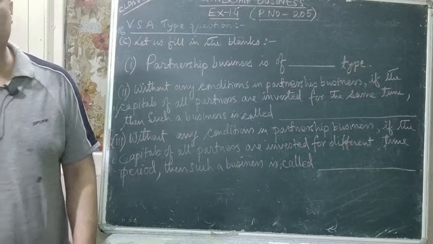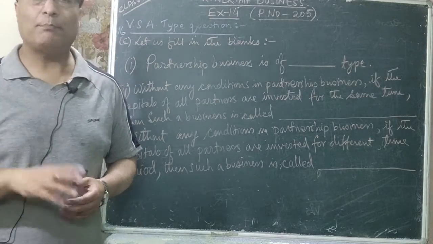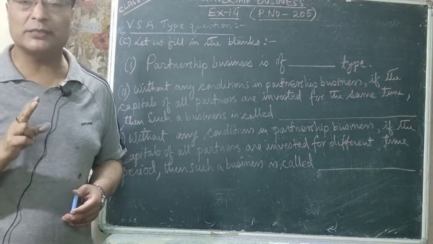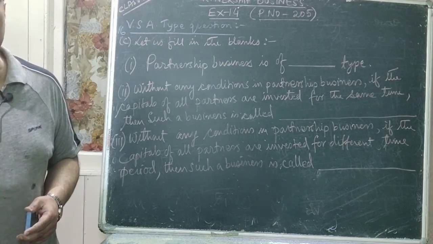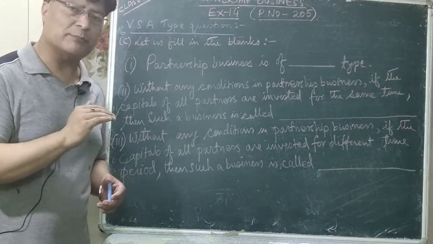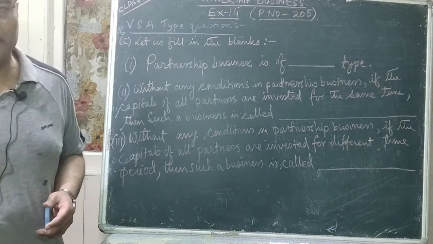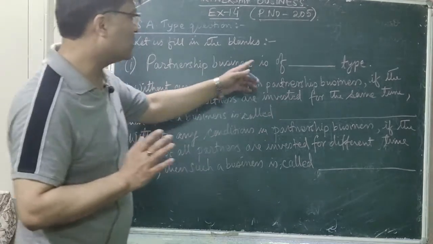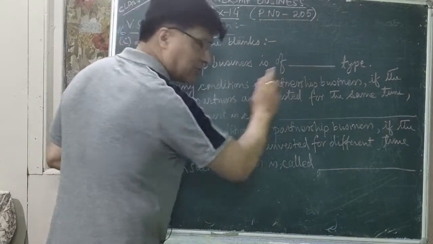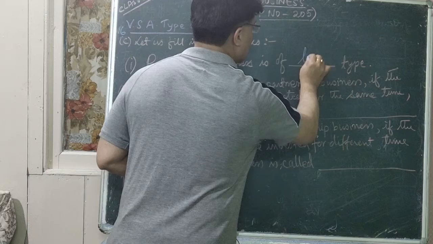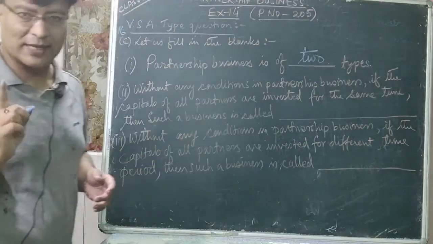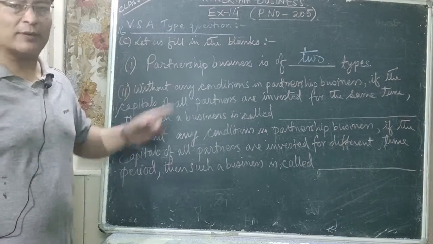How many types is partnership business? I already told you that partnership business is of two types. One is known as simple partnership business and the other one is known as compound partnership business. So I told you about the definition of simple partnership business and the compound partnership business, right? So partnership business is of two types. Is that clear? So in the fill in the blanks you have to write 2.